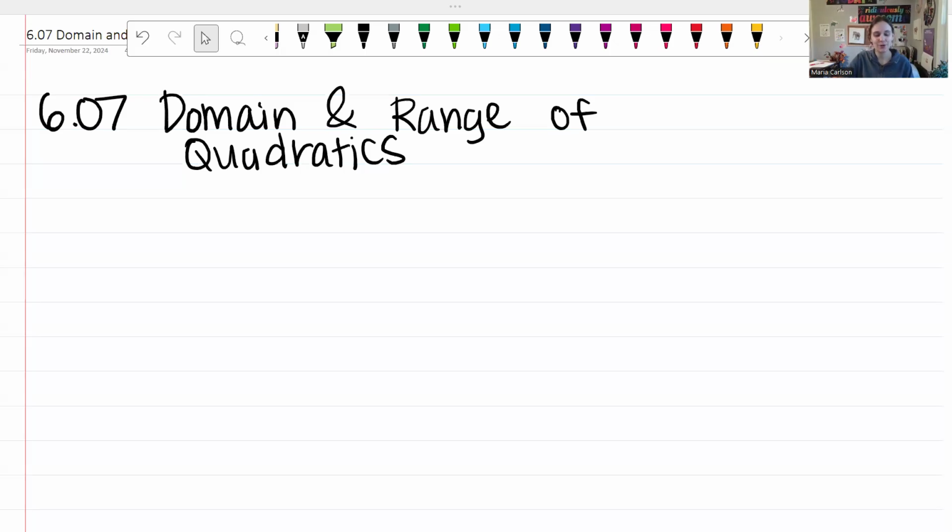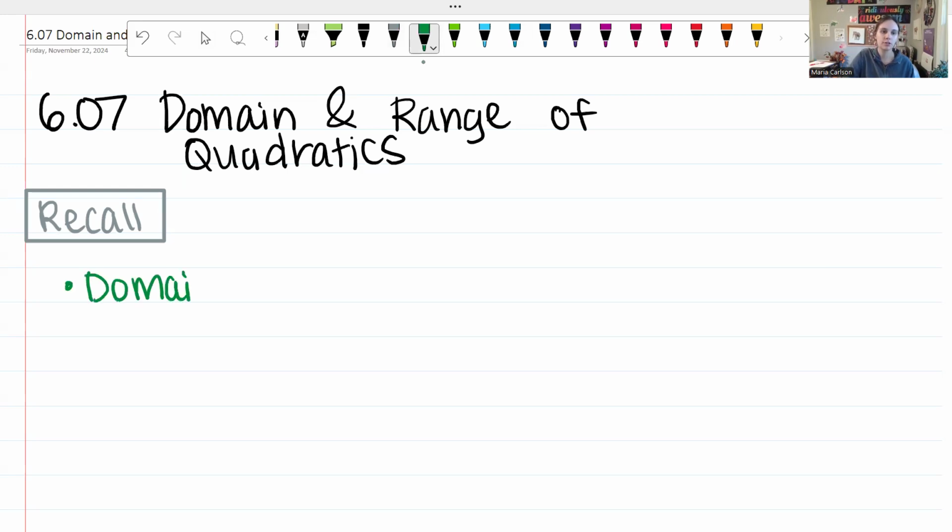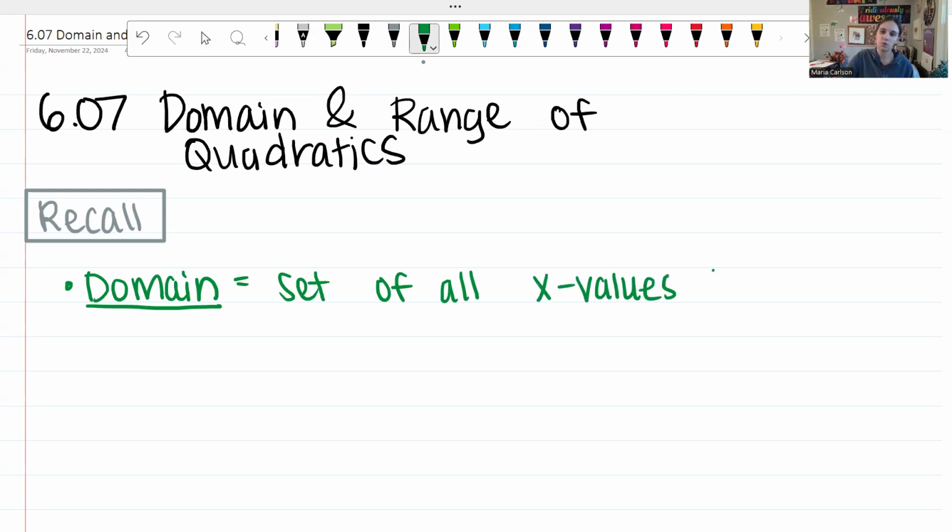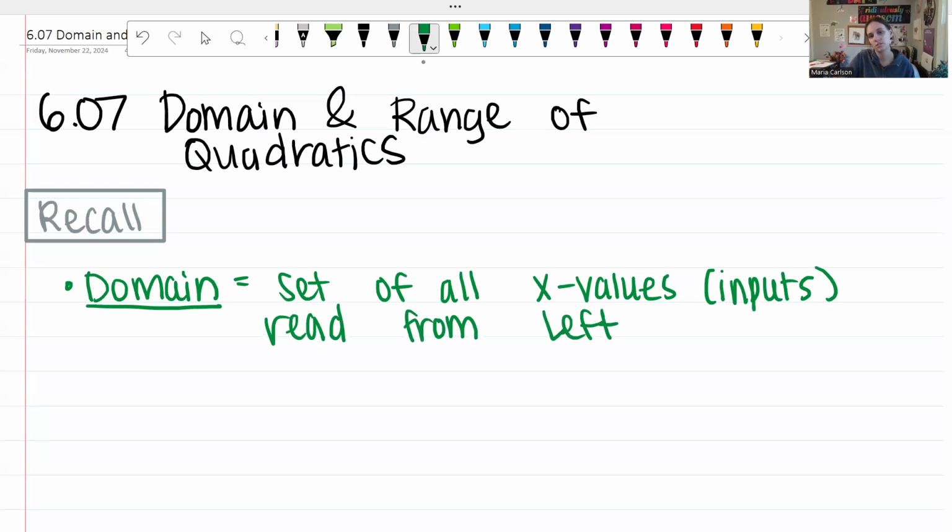Hey everybody, in this video I'm going to go through our lesson on domain and range of quadratics, and I want us to begin with recalling a little bit about domain and range. So domain for a function, that is the set of all x values, or what we call inputs of a function, and we will read that from left to right.